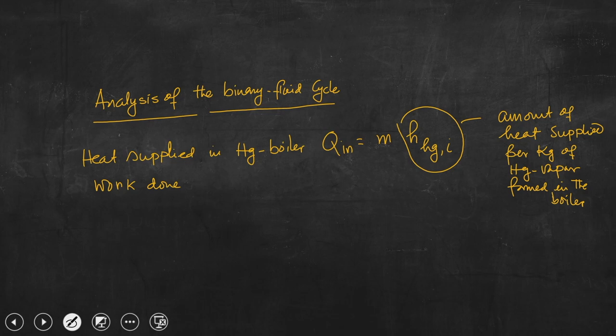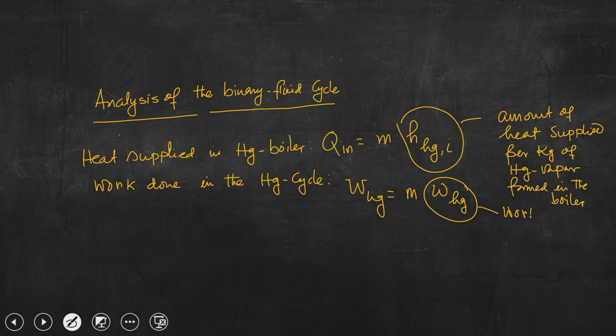Work done in the HG cycle, WHG, equal to mass flow rate into specific work done, WHG. So, this is again the work done per kg of HG in the cycle. Because we are assuming m kg of HG, so this is the total work done.